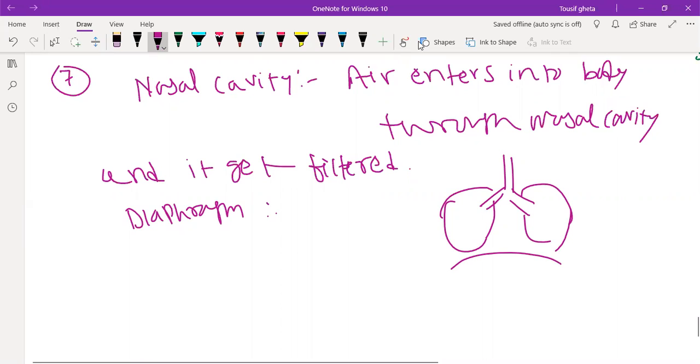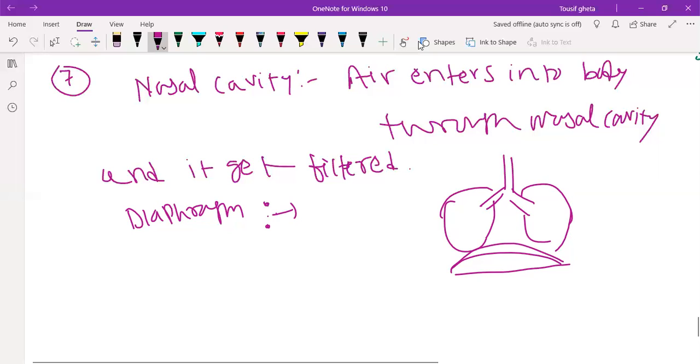When the diaphragm contracts, it gets flat, so it helps in inspiration. When the diaphragm relaxes, it becomes dome shaped and it helps in expiration. So you can write the diaphragm's role is to help in inspiration and expiration by contraction and relaxation. That is the role of diaphragm.